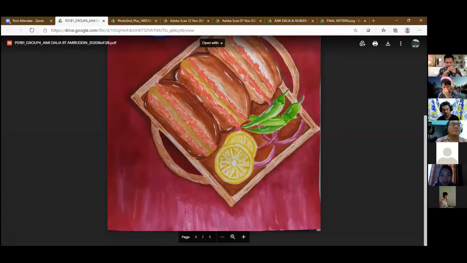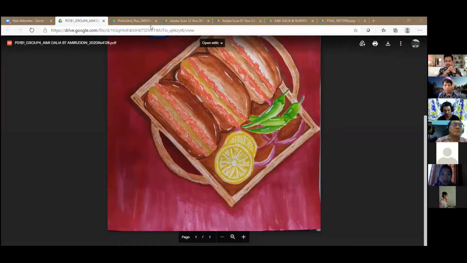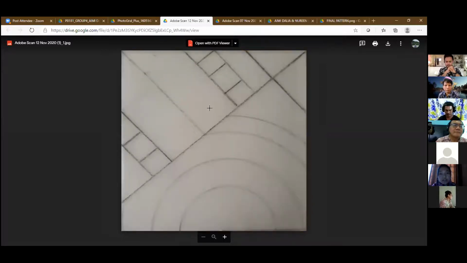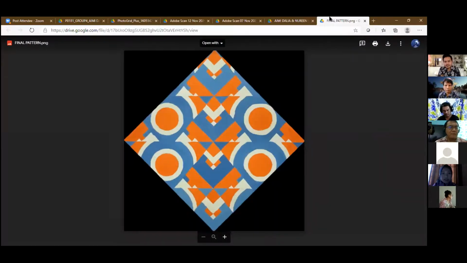Okay, this is the drawing that I produced manually, and I choose a section which consists of a lot of shapes and lines. Then this is the section, and then I geometricize it into shapes, which are circle, triangle, rectangle, and square. Okay. And then I color it using The Persistence of Memory by Salvador Dali, and this is the final pattern, the combination, and this is the block, the final block. Okay, thank you. Okay, Cik Nik.